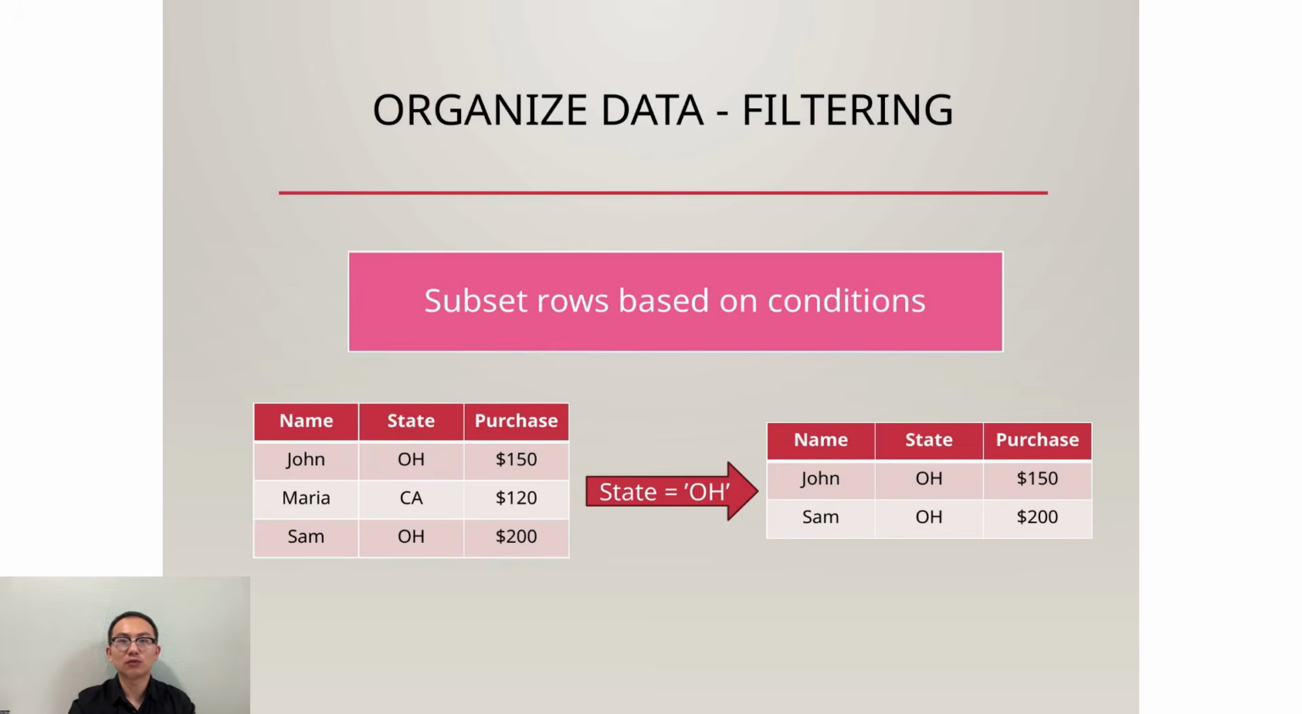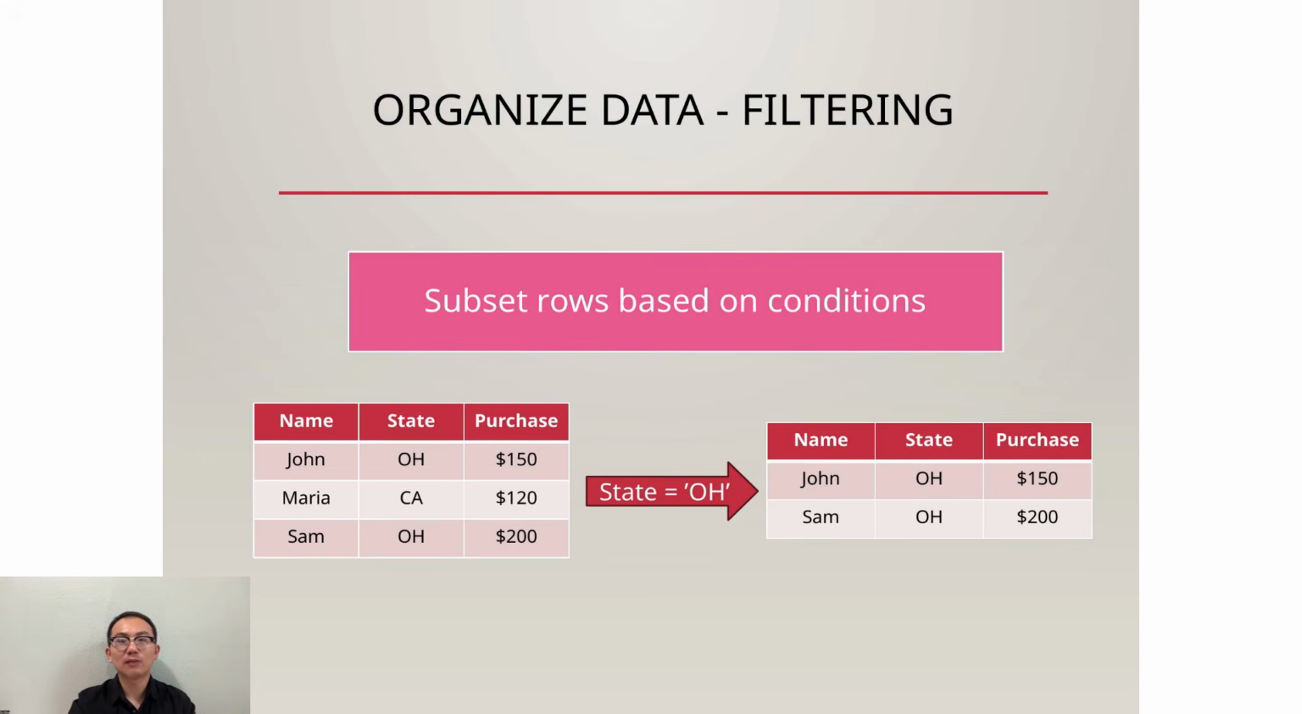Filtering is a way to zoom in on just the parts of your data that matter to you. Instead of looking at everything, filtering lets you pick only the rows that meet specific conditions. For example, imagine you have a table of customer orders. This table has customers from different states, say Ohio and California. But maybe for your analysis, you only want to focus on customers from Ohio.